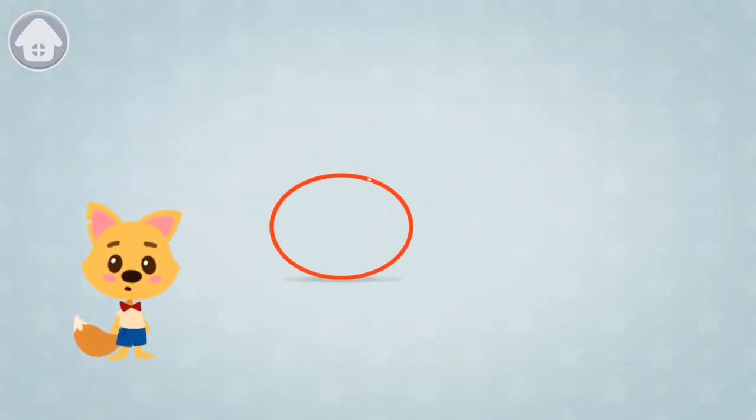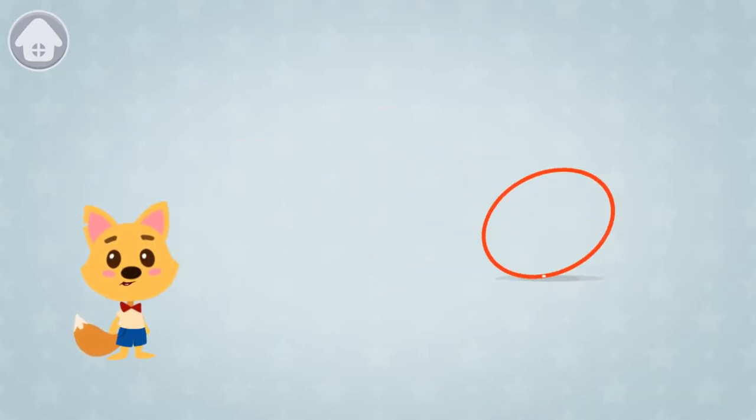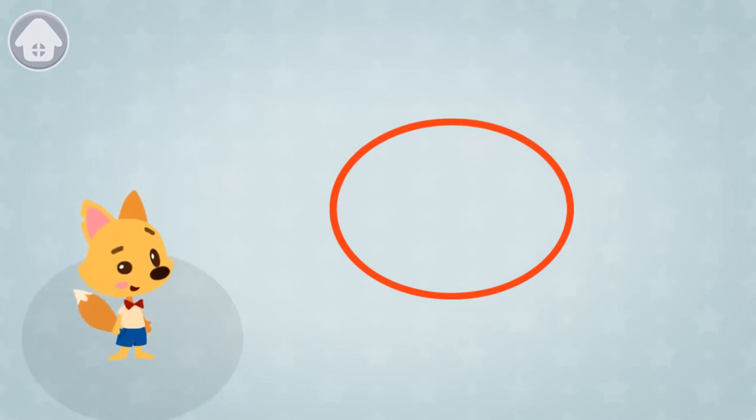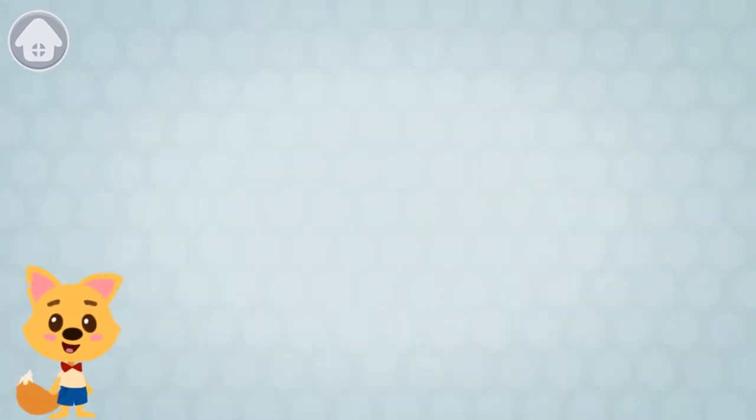This is an oval. Oval is elongated, oblong. It has no angles and sides. The oval can also roll, but not so easily as a circle. Tap on the oval. Fine. Tap on all the oval-shaped items.